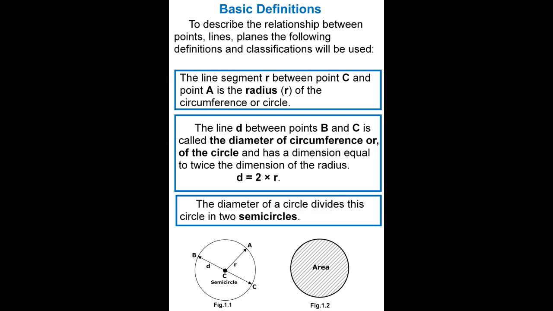This new slide shows the same basic elements: radius r, composed of segment of a line AC, the diameter composed of segment of a line BC, and the relation between diameter and radius, that is, the dimension of the diameter is equal to the dimension of 2 radii. The diameter of a circle divides the circle in 2 semicircles, and the circumference in 2 semicircumferences.